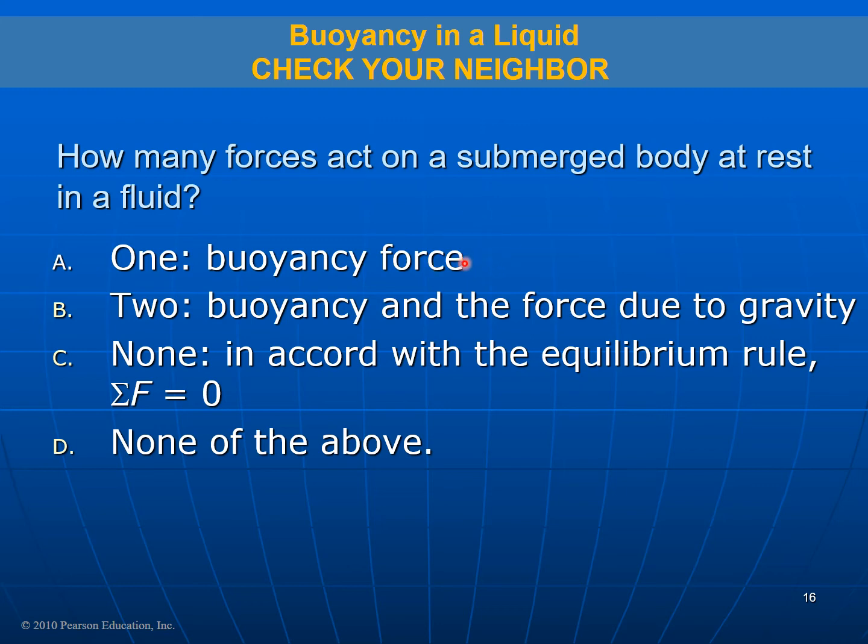Obviously, when we have a body submerged in a fluid, it will have two forces acting on it. The first one is the gravitational force acting downward. The other one is the buoyancy force, which is acting upward. So we always have two forces on a submerged body, the gravitational force and the buoyancy force. They are in opposite directions.